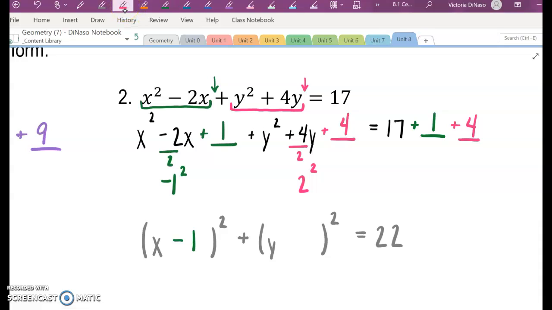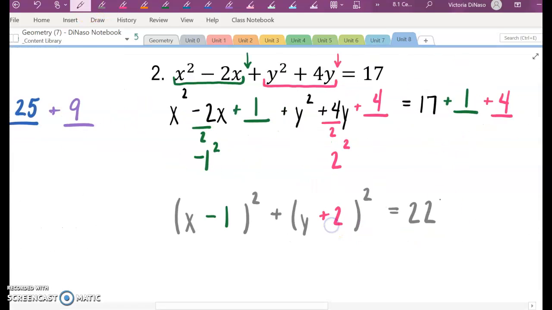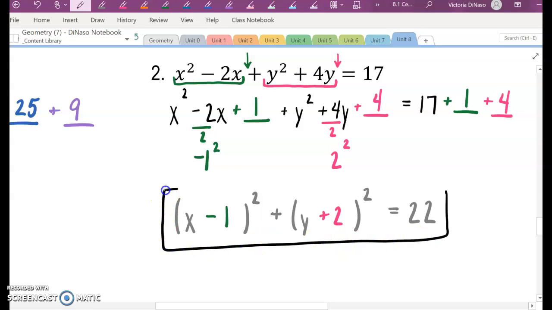Over here for the y, we've got two numbers that multiply to 4 and combine to 4. It'll be 2 and 2, both positive. So we have +2. And then we're going to go ahead and box up our answer because this is our final answer.